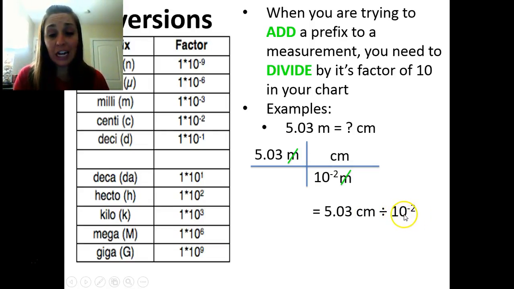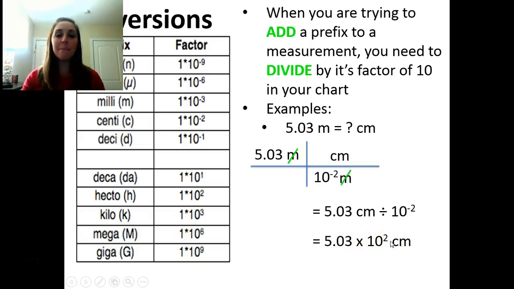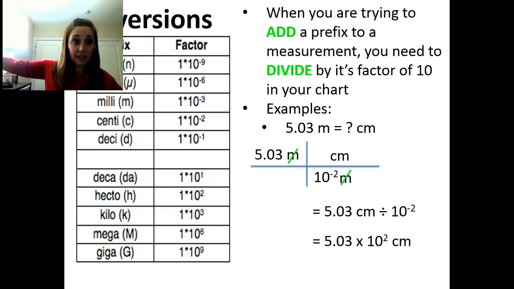When you divide, you're going to flip the sign of your exponent and then multiply. So this is technically 5.03 times 10 to the second centimeters. That makes sense because a meter is this stick that's really long. It looks like a yardstick. So a really big stick. If you have 5 sticks, yardsticks, well, meter sticks, I'm sorry, you're going to have a lot of centimeters.